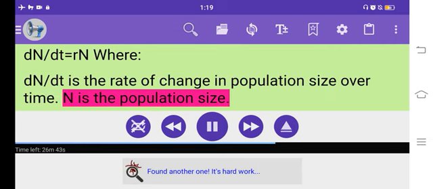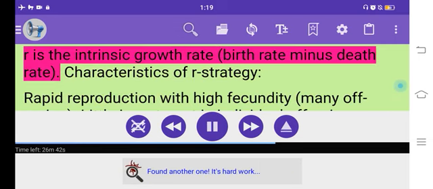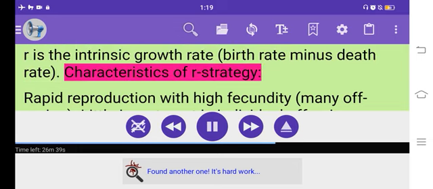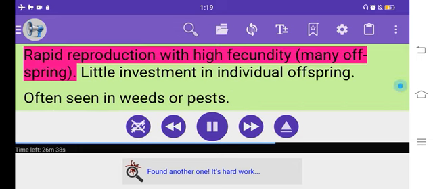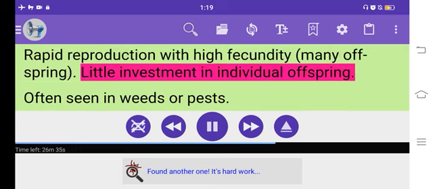N is the population size. r is the intrinsic growth rate, birth rate minus death rate. Characteristics of r strategy. Rapid reproduction with high fecundity, many offspring. Little investment in individual offspring.